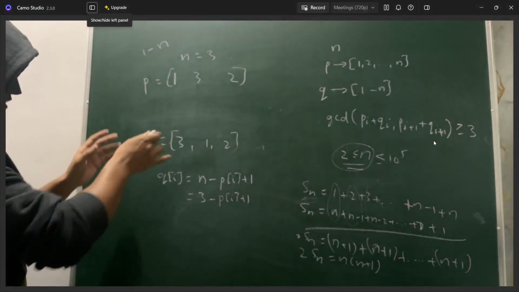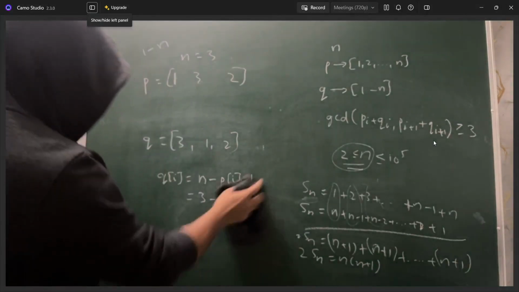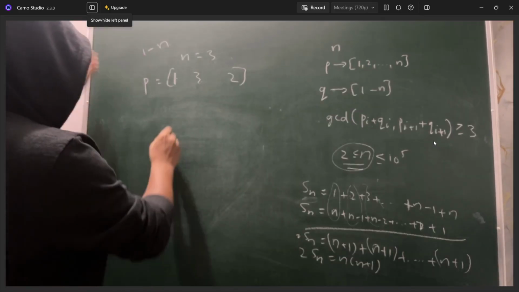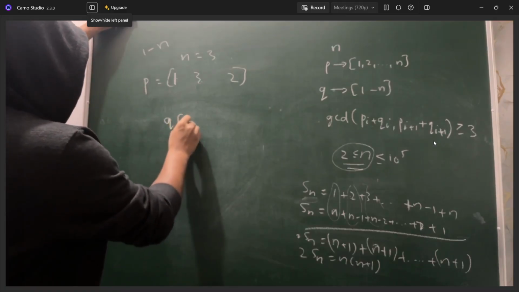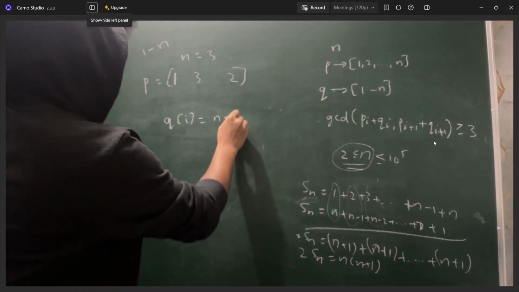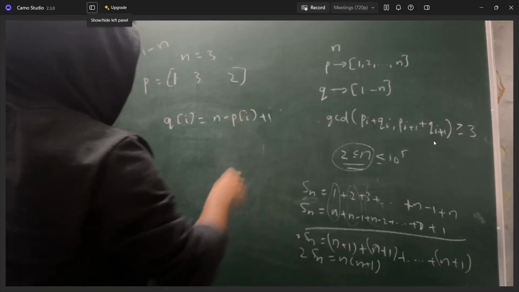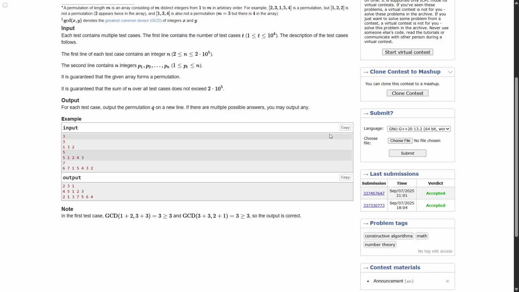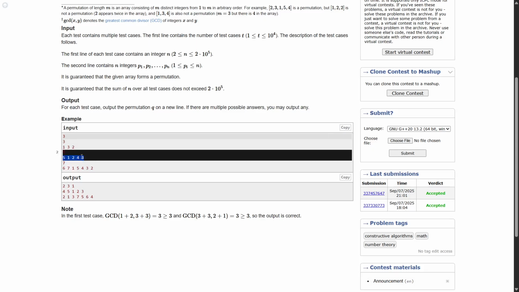So basically the problem boils down to the formula q of I is equal to n minus p of I plus 1. So this will boil down to that. I think the increasing order and decreasing order made sense.